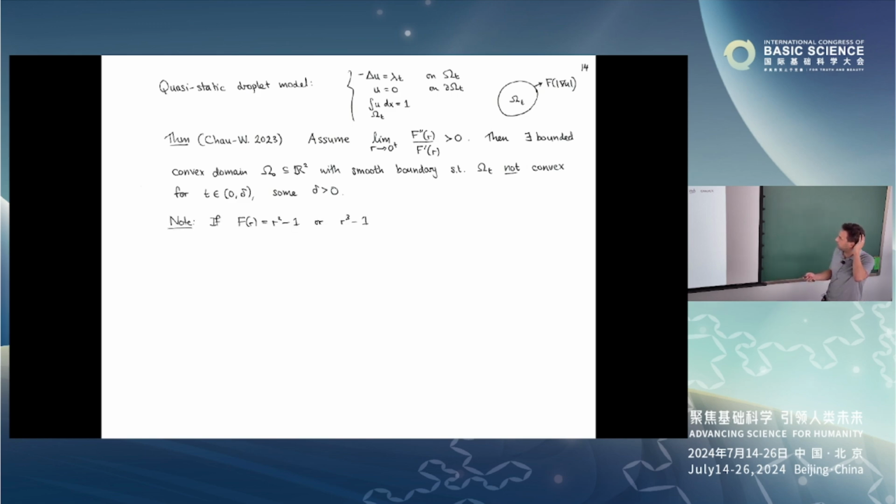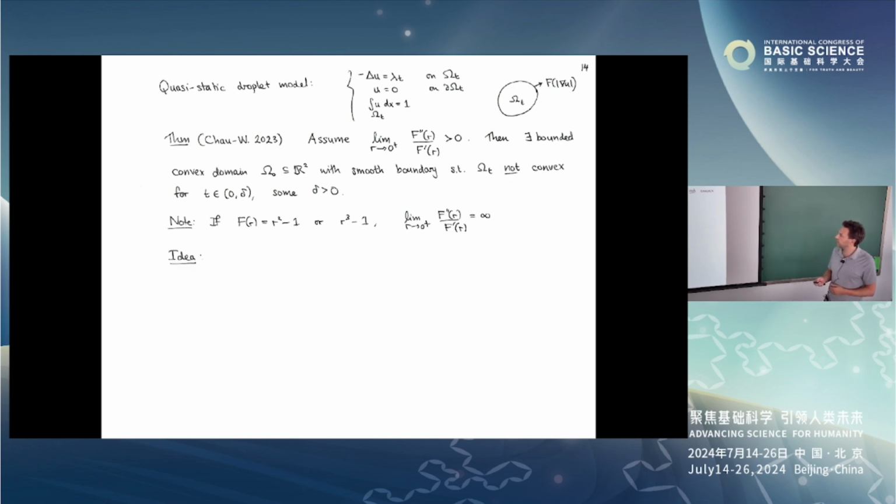So let me make a couple of remarks about it. In these cases, which apparently are physically relevant, capital F is r squared minus 1 or r cubed minus 1, you can compute that the limit is actually infinity because in the first case, the second derivative would be 2 divided by f prime, which would be 2r, so it's just 1 over r. So that will be infinity, so that's certainly satisfied.